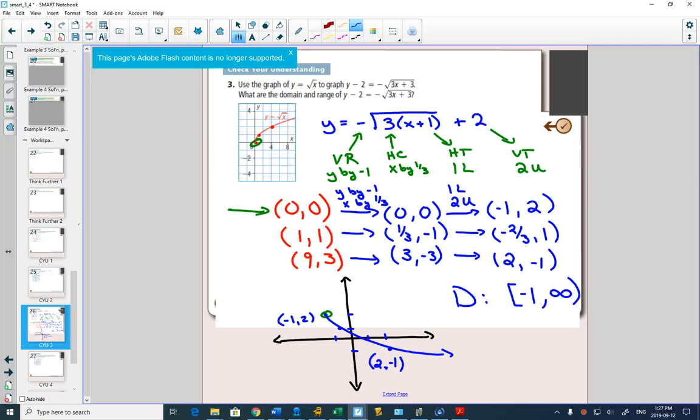And my range: there is no smallest value because that arrow says that it keeps going down. So it would start at -infinity, but it does have a maximum value at 2. Square bracket on 2 because that value is included. That's the same as saying y is less than or equal to 2.